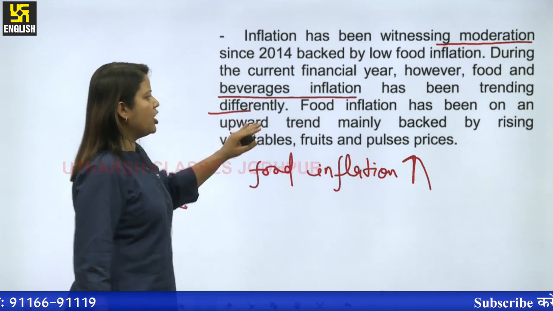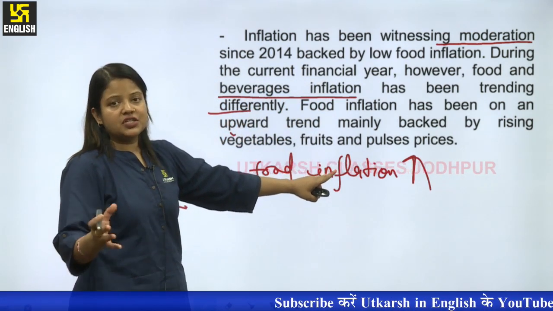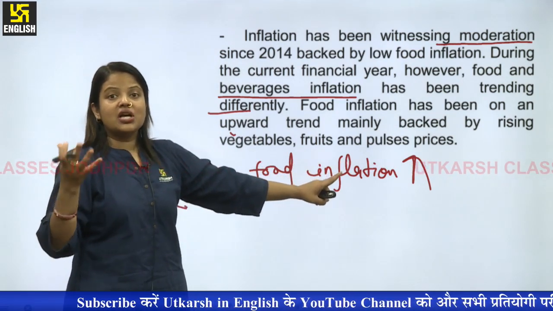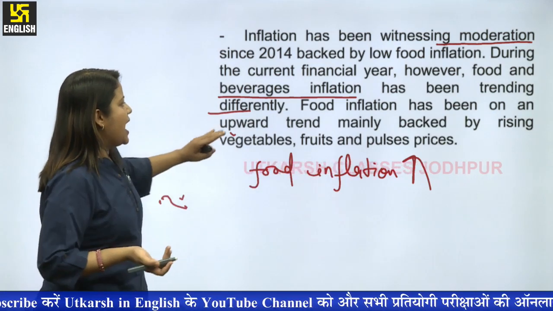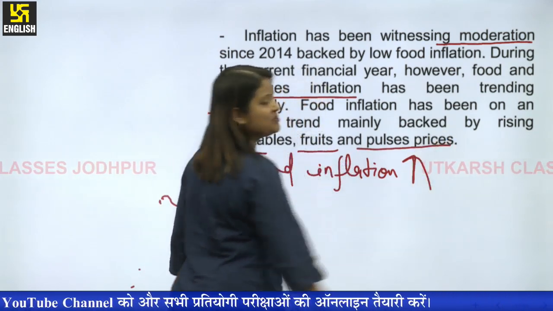Food inflation has been on an upward trend, which is very much clear from the price of onion. It could reach 100 rupees per kg, and it was mainly backed by rising vegetable, fruit and pulses prices.